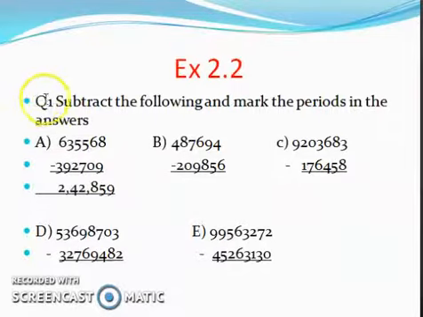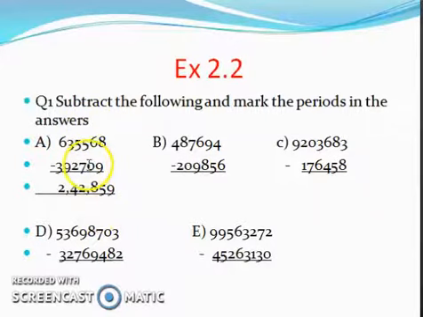So the first question is, subtract the following and mark the periods in the answers. So children, over here we have got 6,35,568 and we have to subtract 3,92,709 from it. We cannot subtract 9 from 8. If you have 8 toffees, you cannot give 9 toffees. So we borrow from 6. It becomes 18. And now the subtraction is 9 here. 5 remains here. So answer is 5.